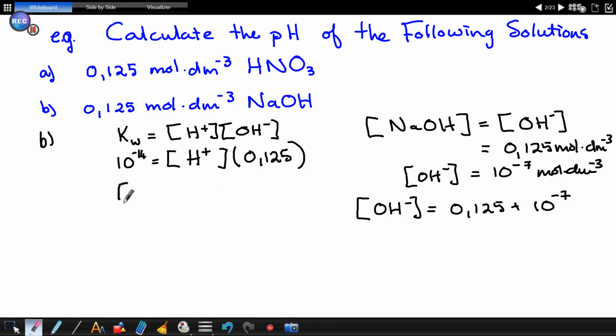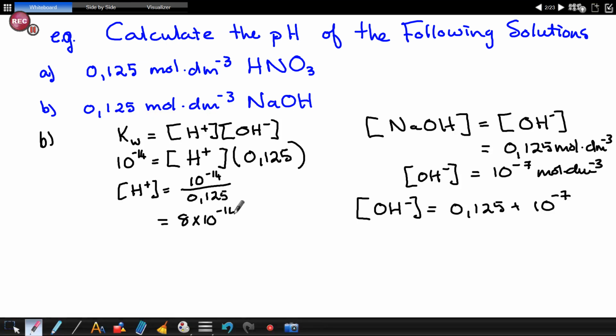So what is the concentration of the hydroxides now? Okay, and what's the concentration of the hydrogen ions now? It is 10 to the negative 14 divided by 0.125, which gives us 8 times 10 to the negative 14.